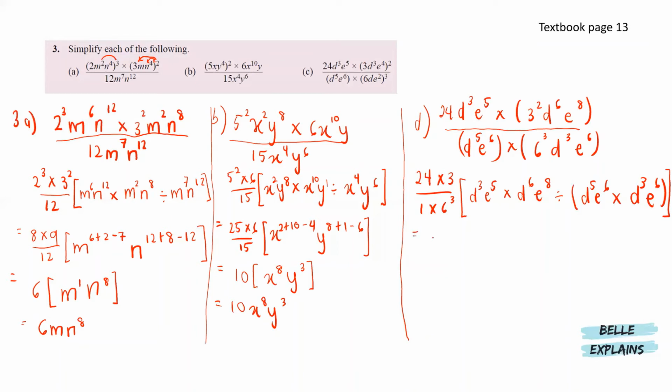This number gives us 1, and in the brackets we have d, 3 plus 6 minus 5 minus 3, and for e, we have 5 plus 8 minus 6 minus 6. So that gives us d, 1, and e, 1. We don't have to write the 1, so we'll write d.